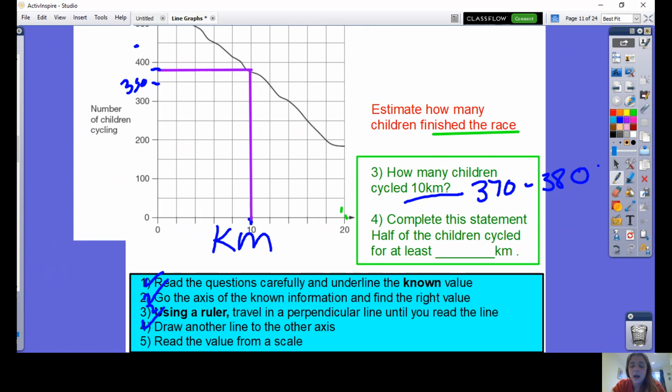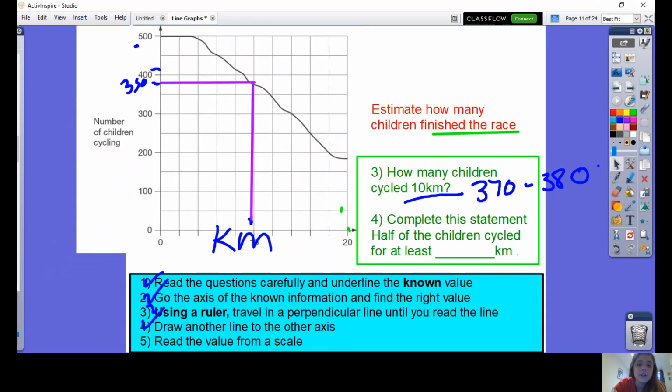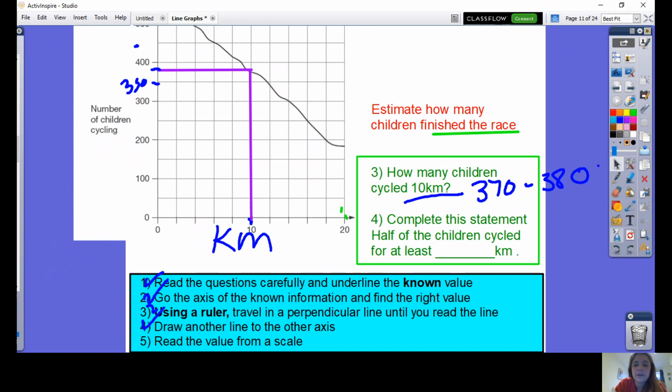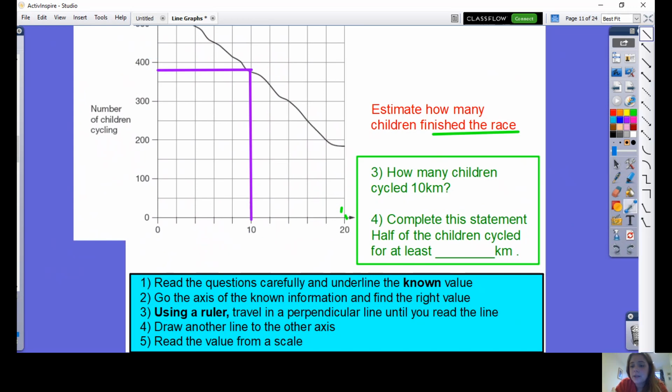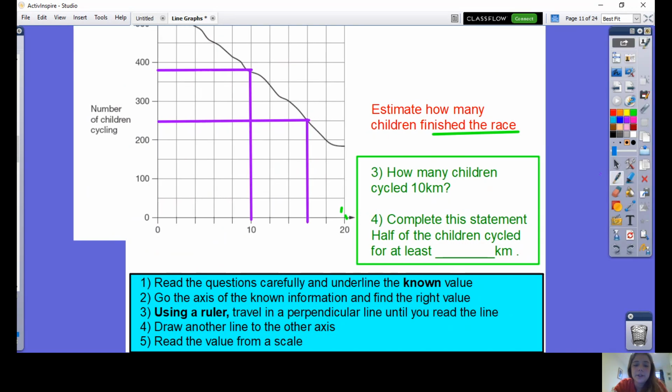Complete this statement. Half of the children travelled for at least how many kilometres? How many children were there in total? Well, there were 500 children in the race in total. Half of 500 children, what's half of 500? That's going to be 250. So I need to find where 250 is. 200, 250. I go along until I reach the line, and now I'm going down.